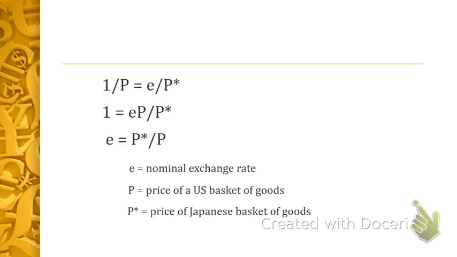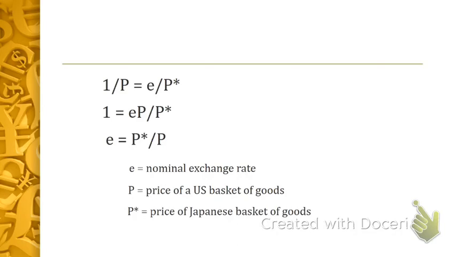Okay. Now, what's my title for this slide? Okay, so this is just telling you how to find the exchange rate. E is the nominal exchange rate, P is the price of a U.S. basket, and P star is the price of a Japanese basket of goods. So 1 over the price of a U.S. basket is equal to the nominal exchange rate over the price of a Japanese basket.